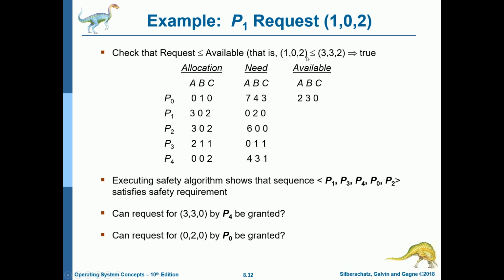So we take these values and subtract them component-wise from this vector, which now leaves this available vector right here. Now similarly, we have to alter the values of what we're allocating here and what we need here. If we once again follow the exact same steps as we had just seen, we can determine that the sequence P1, P3, P4, P0, and P2 satisfies the safety requirement. Now, to test your knowledge of this algorithm, try the following requests. Can P4 be granted 3 additional resources of A, 3 additional resources of B, and none of C? Alternatively, can process P0 be granted no additional resources of A, 2 more of B, and no more of C?